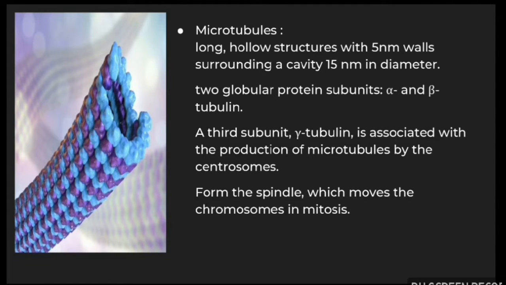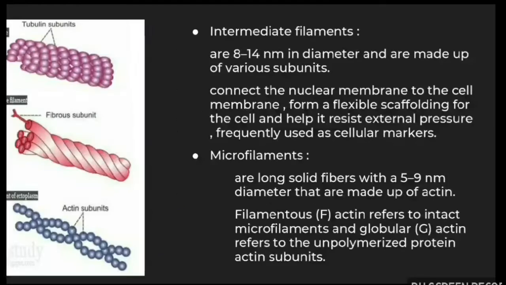There is also a third subunit, which is gamma tubulin, which is associated with the formation of microtubules by the centrosomes. They help in the formation of spindle fibers during mitosis.